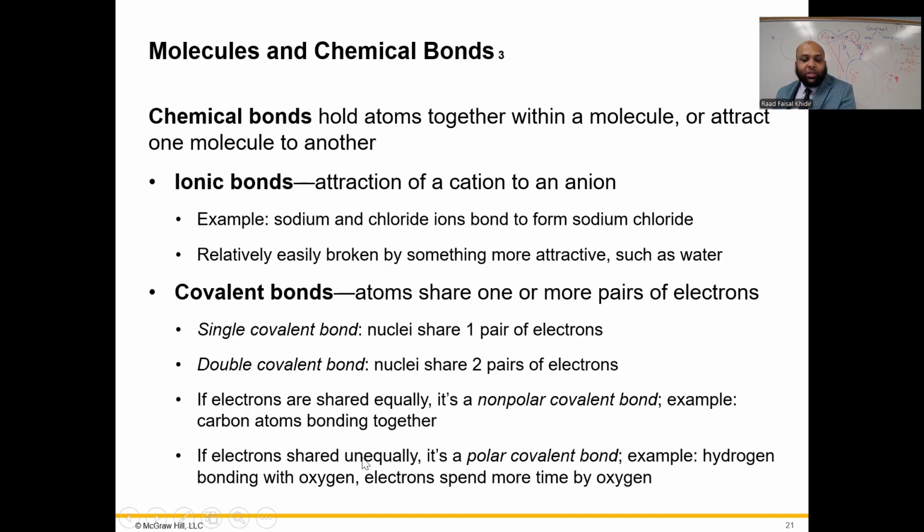But if electrons are shared unequally, do you see what I'm pointing to with the mouse? If they are shared unequally, it is a polar covalent bond. An example would be hydrogen bonding with oxygen, where electrons spend more time by oxygen.